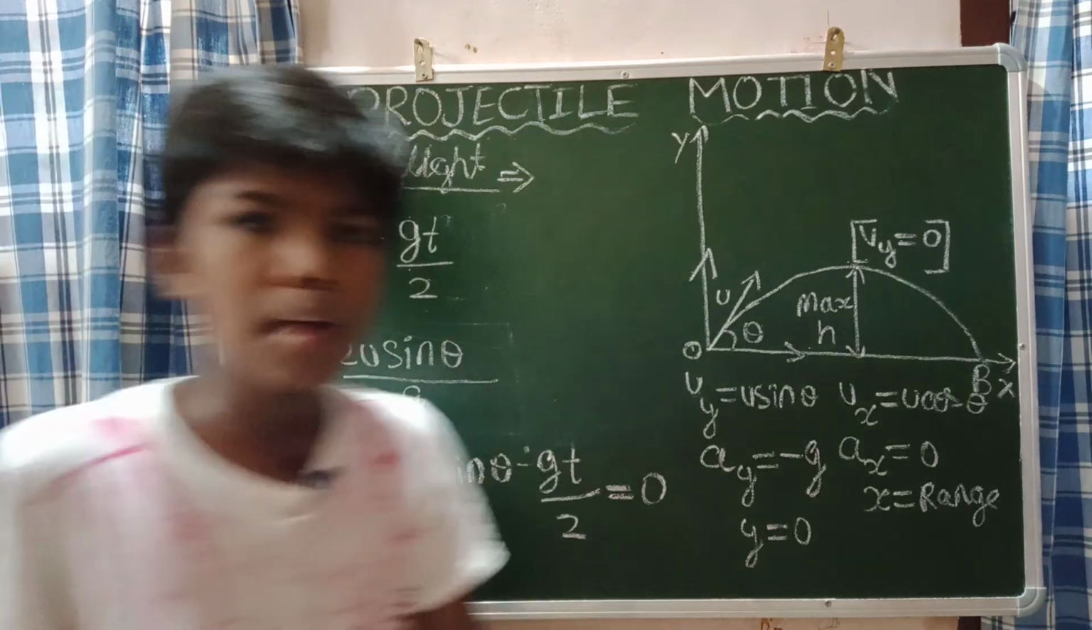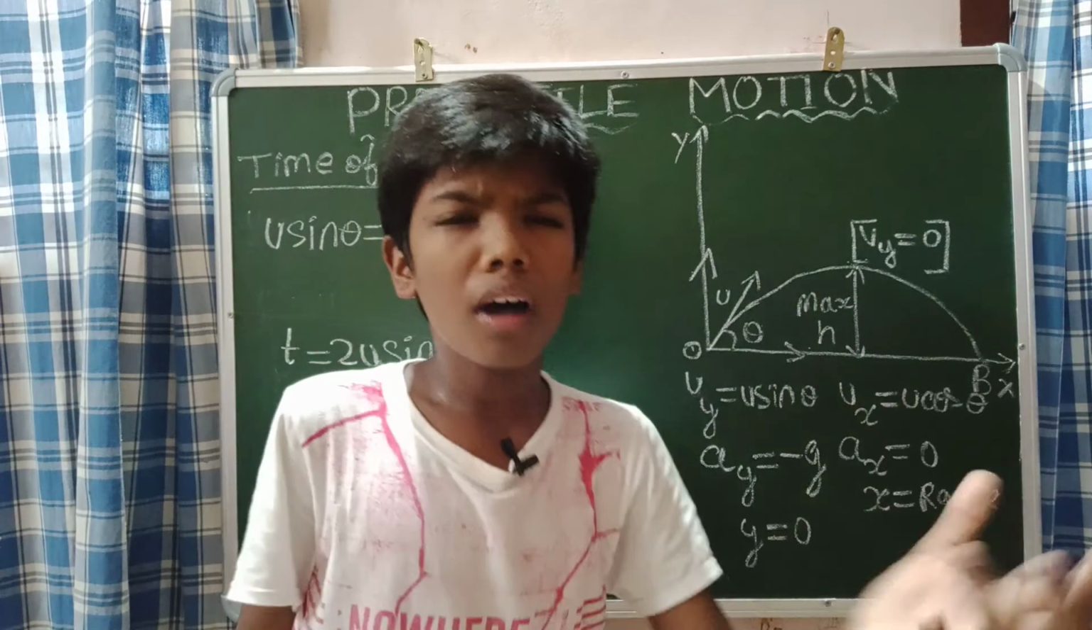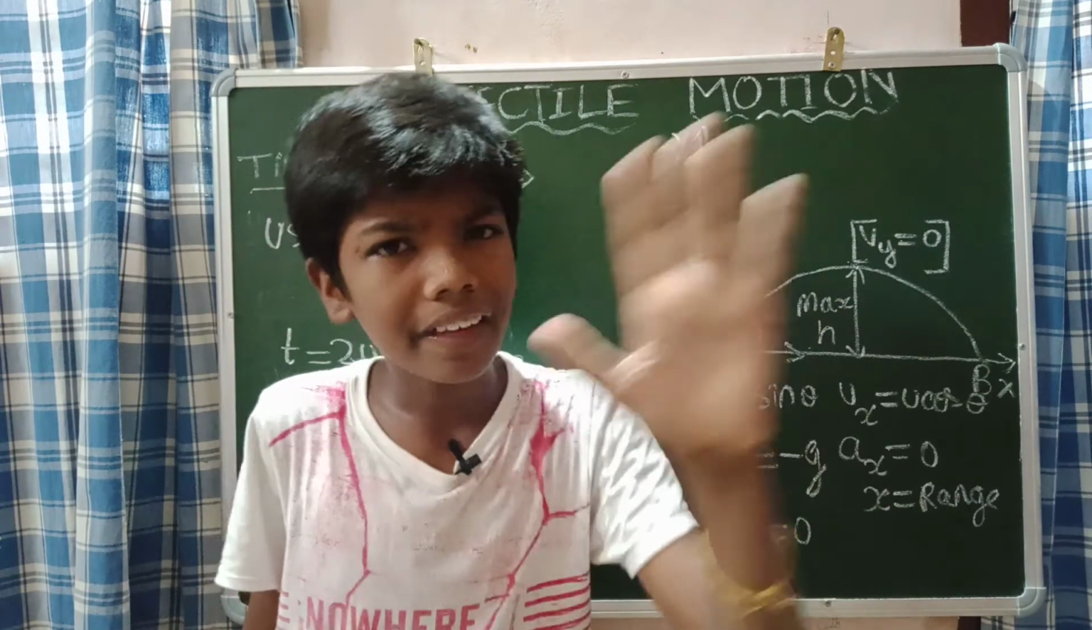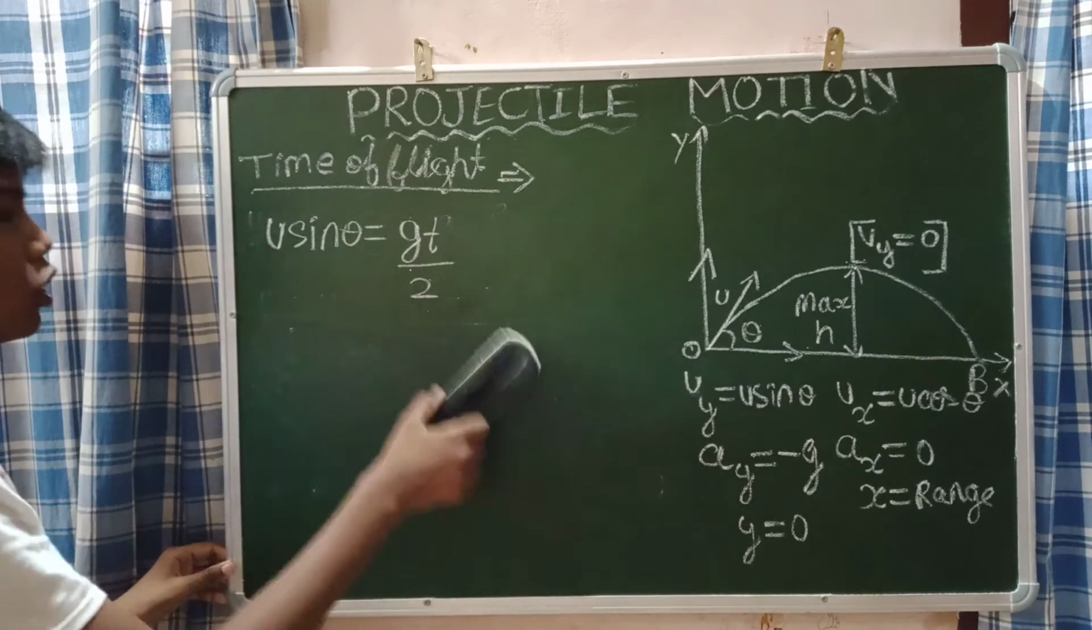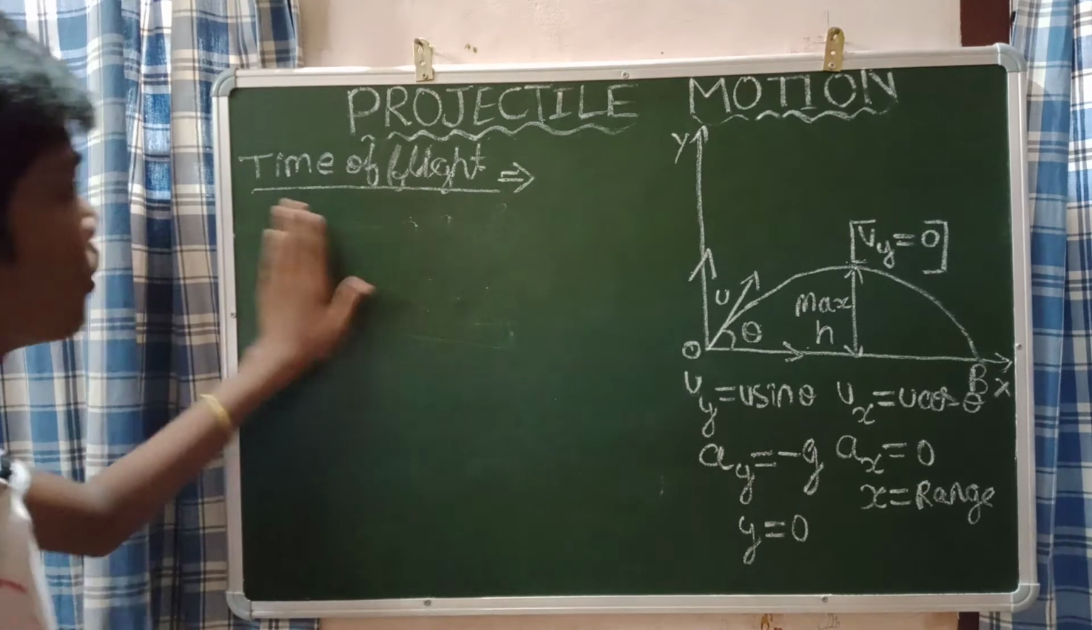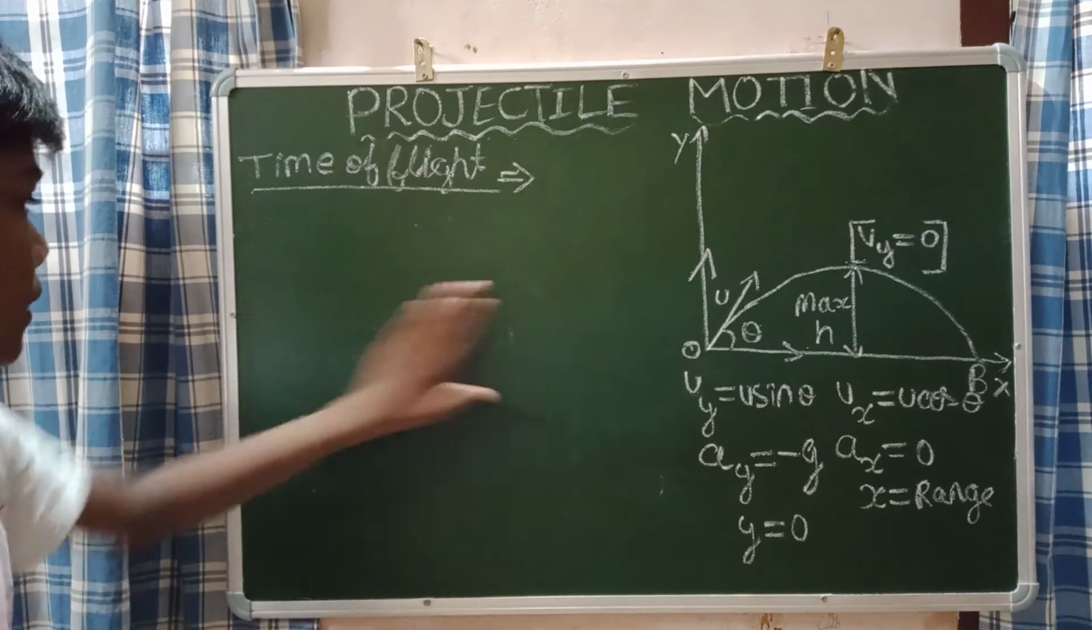Now we have derived the time of flight guys. Let us move on to our range. How to derive this range? Let us move on to that. I will rub this. Try to remember that time is equal to 2u sin theta by g.